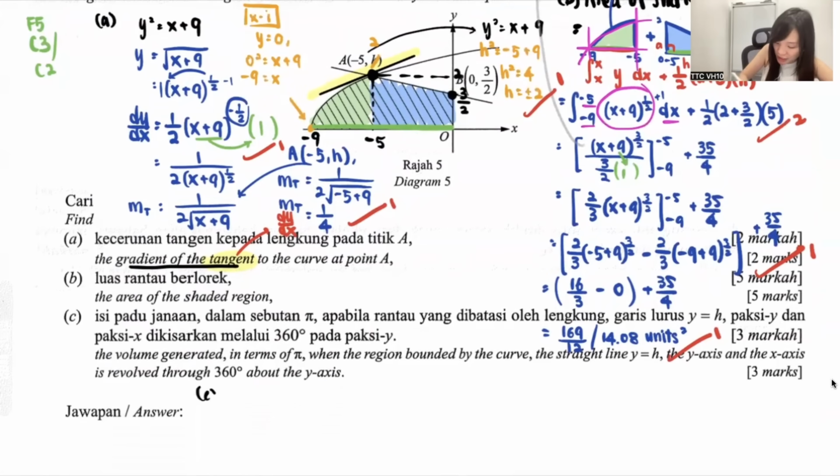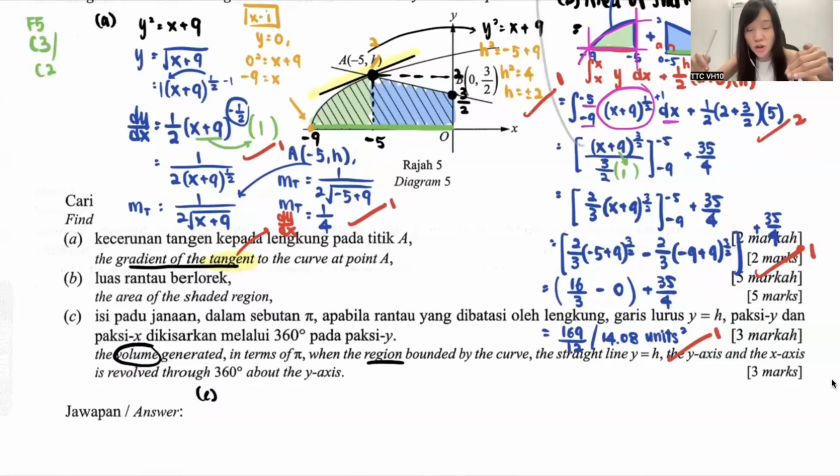Let's move on. C. C, they say find the volume. You see, after find the area, find the volume. Area and volume, what is the difference? Area is 2D. Volume is 3D, okay? So 3D, normally they will turn lah. So find the volume generated in terms of pi. Answer, stay with pi. When the region, read carefully, they never say shaded region. So it's not the whatever they shaded already, brand new one.